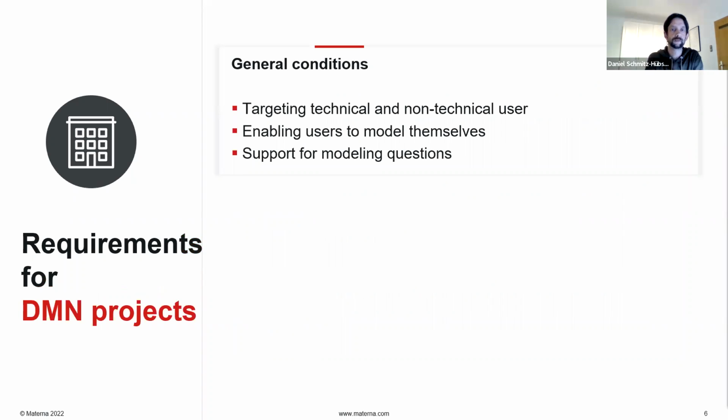As for the requirements of our projects, we have technical and non-technical users, for example business analysts and users of the software itself. On the other hand, we also have software developers who are developing the software of the customer. So there's no clear kind of customer who has to use DMN in the project. As I said, we want to enable the users to model themselves. In the end, it's our aim that the company or the department doesn't need us anymore to write down their requirements with DMN and with the decision model.